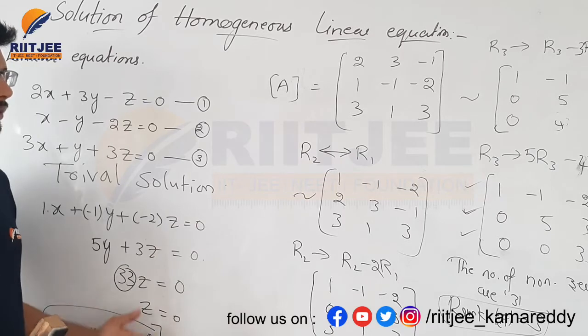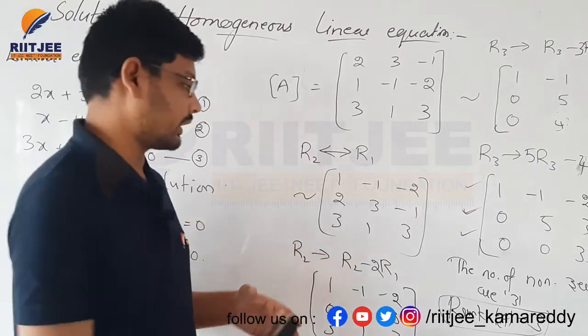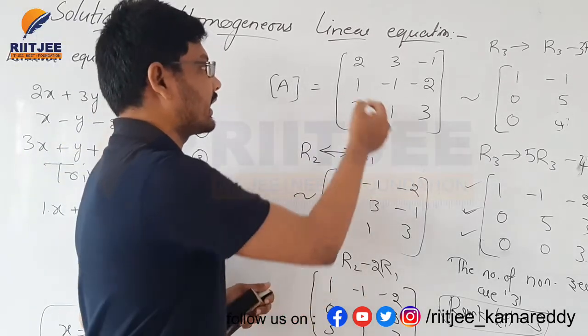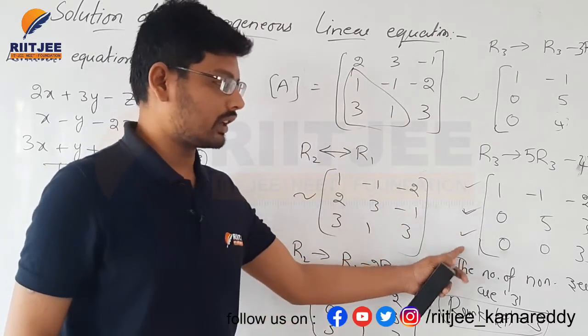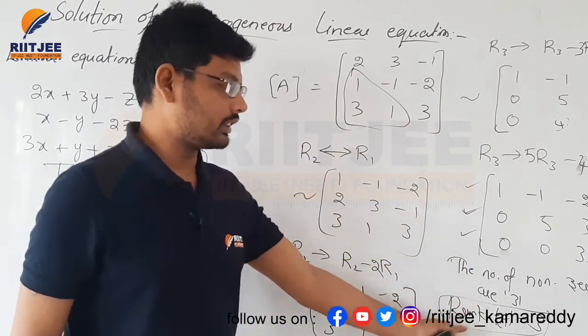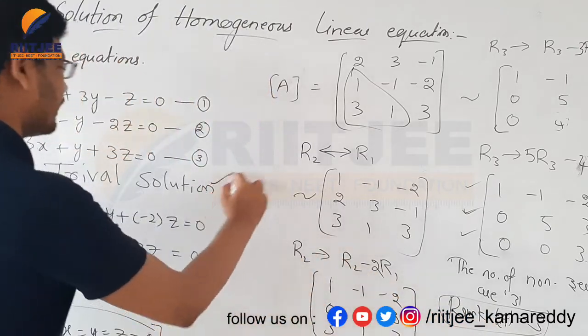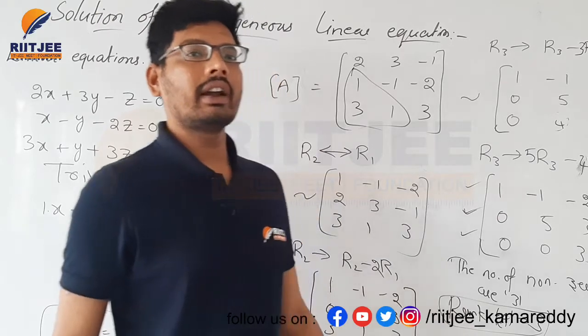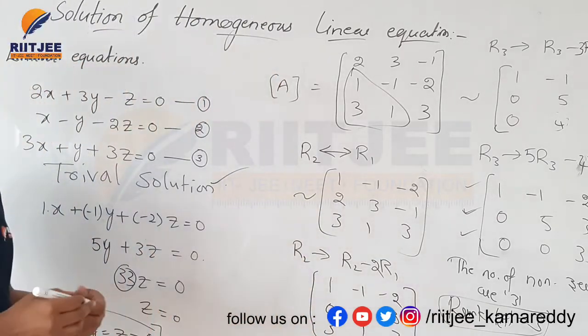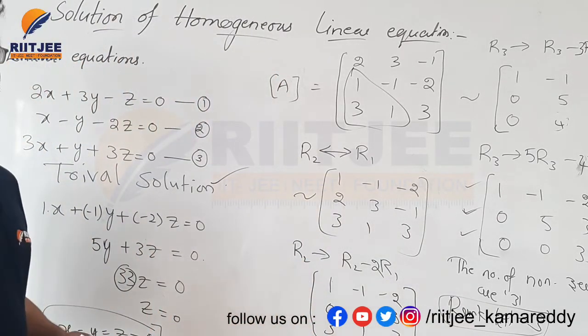From this we need to frame a coefficient matrix. From this coefficient matrix we need to convert the lower triangular elements to 0. Then the number of non-zero rows counts the rank here. If rank is equal to 3, then it is a trivial solution. If rank is less than 3, then it is a non-trivial solution. This is all about the solution of homogeneous linear equations.